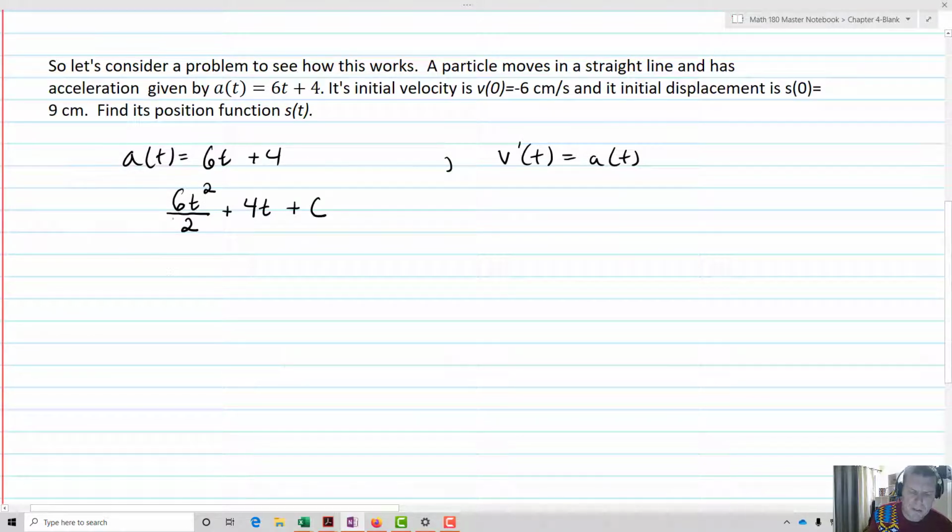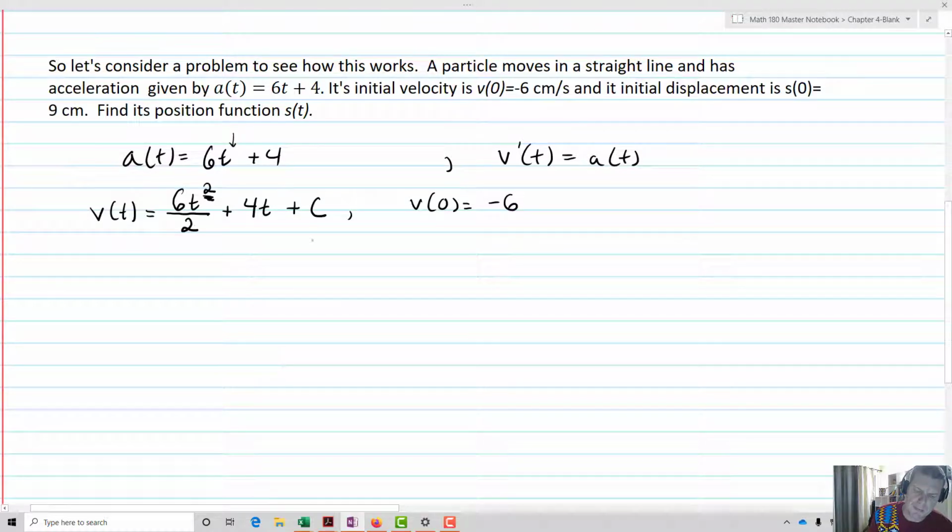So we're using that power idea for antiderivatives. Instead of subtracting 1 like we do with derivatives, we add 1 to the power, and then instead of multiplying by the power, we divide by this new power, 2. So this is going to be my velocity function, v of t. Now, this initial velocity, v of 0, is going to equal negative 6 centimeters per second.